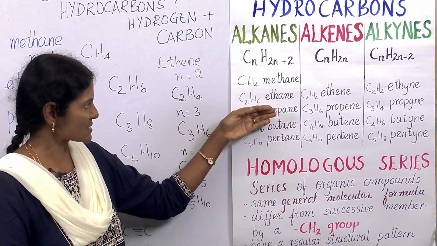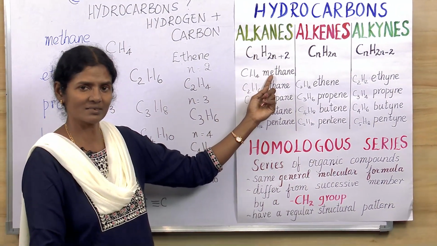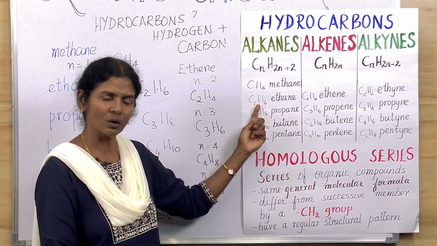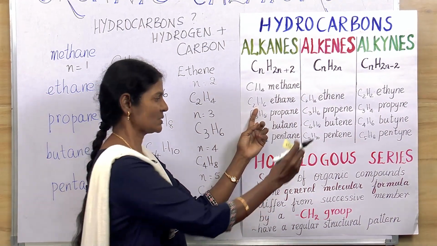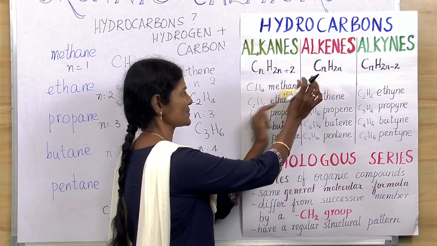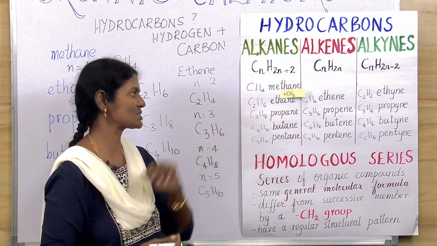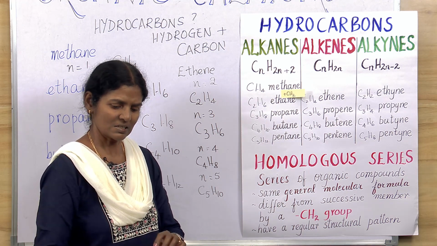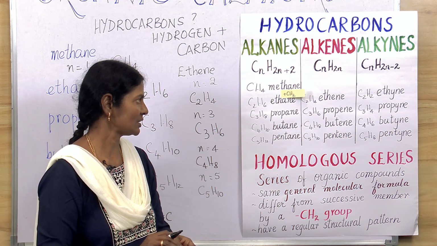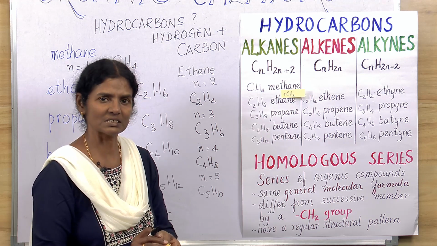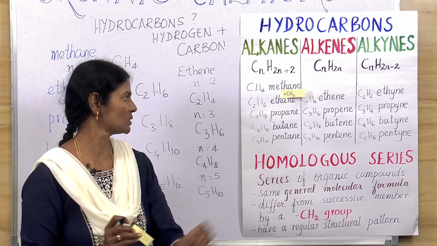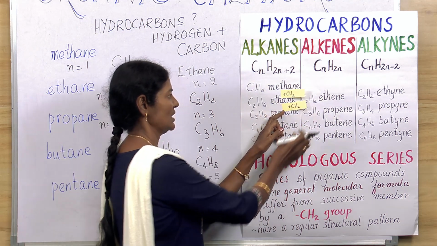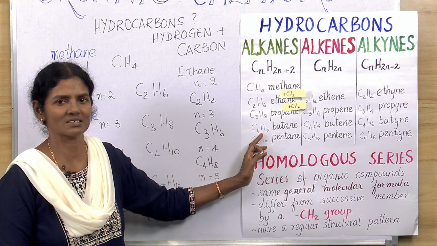If we subtract, say, methane is there, CH4, and ethane is C2H6. What is the difference here? It is only one CH2 group. Just add the CH2 to this, you get C2H6, right? Supposing we want to go further. Let's say ethane, C2H6. If we add just one CH2 to this, you get C3H8.